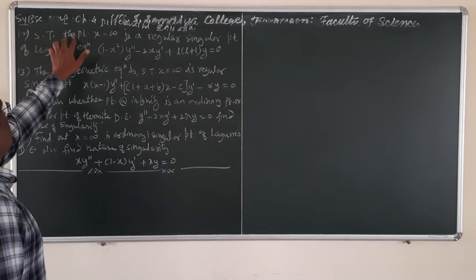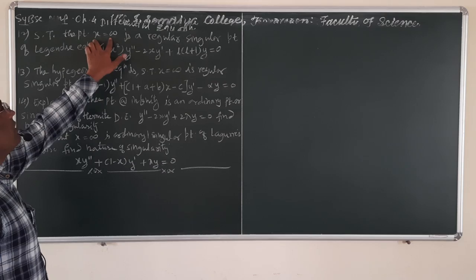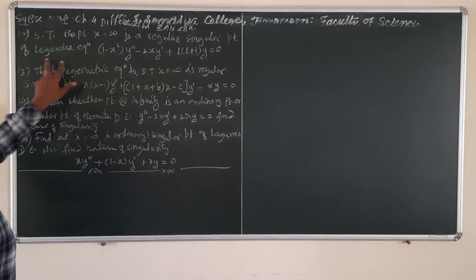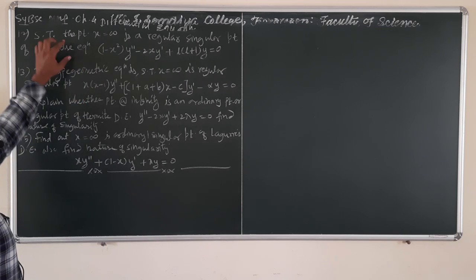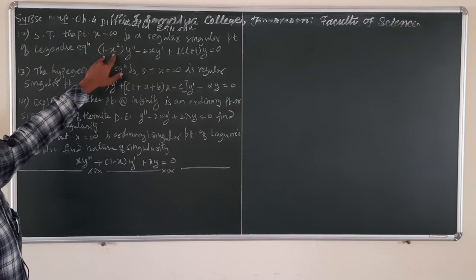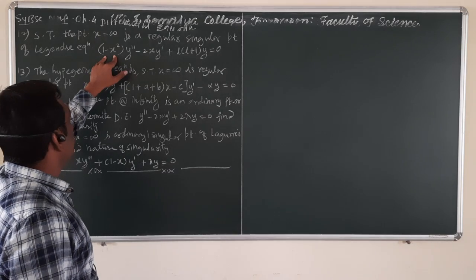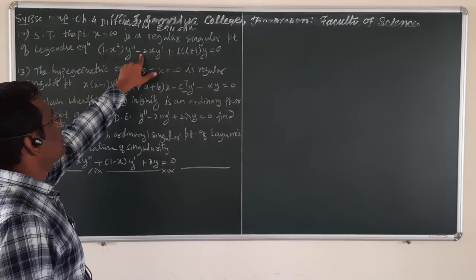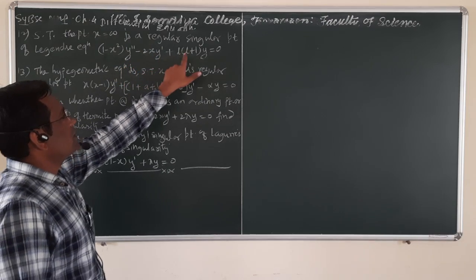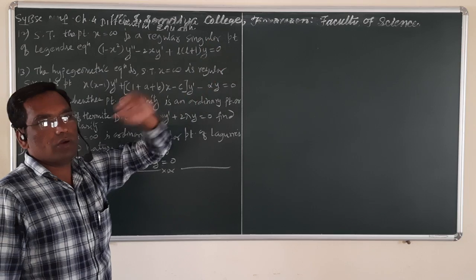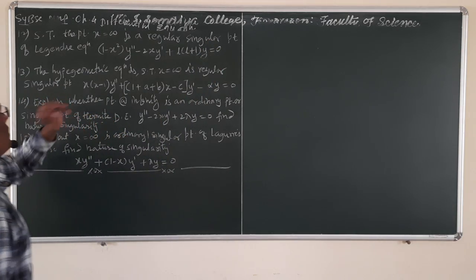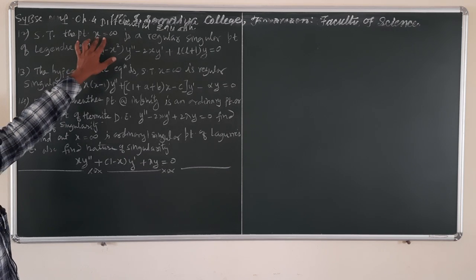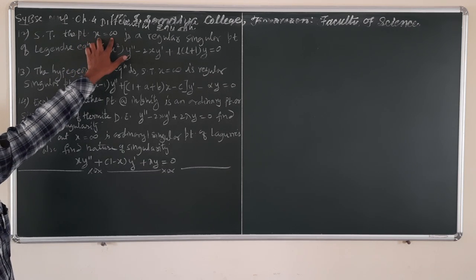Show that the point x equal to infinity is a regular singular point of Legendre's equation. The Legendre differential equation is written over here, which is (1 minus x squared) y double dash minus 2x y dash plus l into (l plus 1) y equal to 0. Now for this Legendre equation, we have to find the singularity at x equal to infinity.